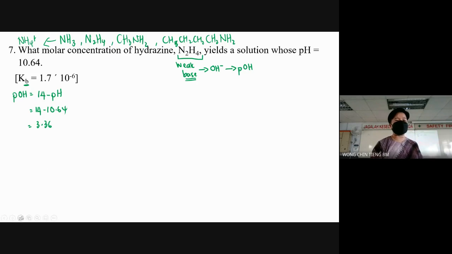N2H4, base terima proton. Betul? Base terima proton. So kamu akan ada equation. N2H4 equals, make sure reversible arrow. Kamu akan dapat N2H5 plus. Senang je, tambah H plus. Alright, satu buang H plus.